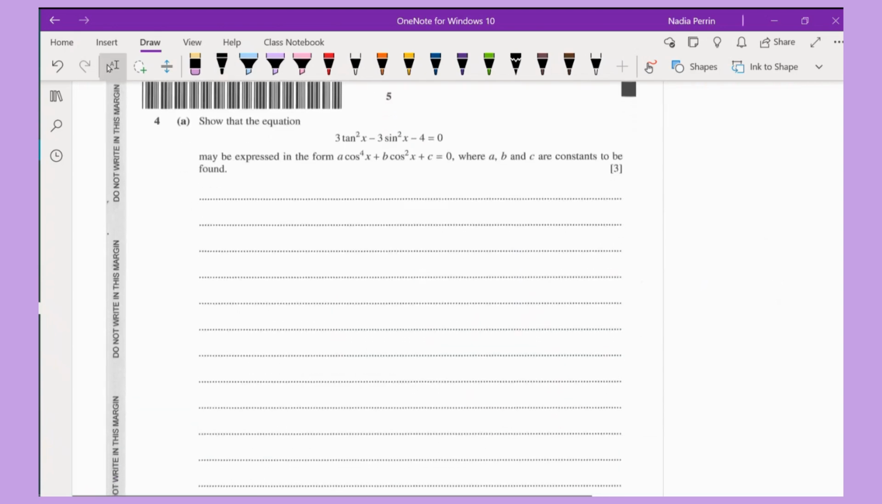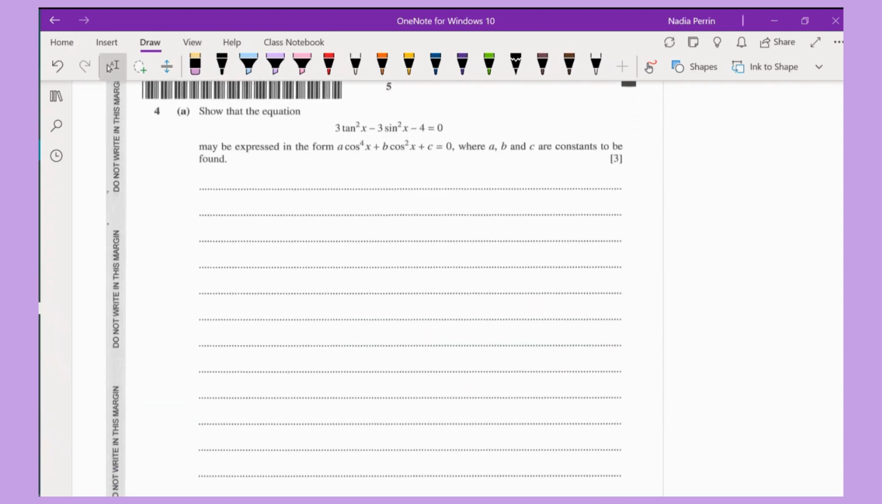Right, question number 4. So this one, they're asking you to express it in terms of cos. So it's not a proof because it equals 0. It's just an equation. So we can use both sides. So the first thing I would do is change it to sine squared x over cos squared x.